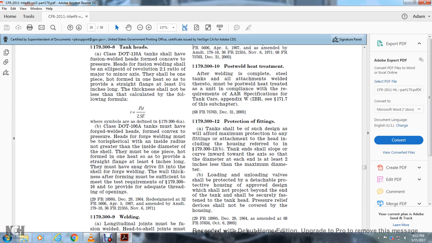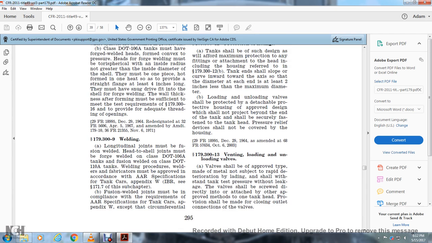Provide the adequate thread for the threadings for the opening. 179-309. Welding. Longitudinal joints must be fusion welded. The head to shell joints must be forge welded on class 106A tanks and fusion welded on class 1010A tanks. Welding procedure and welding fabricators must be approved in accordance with the AAR Specification for Tank Cars, Appendix W, 49 CFR 171.7 of this chapter.